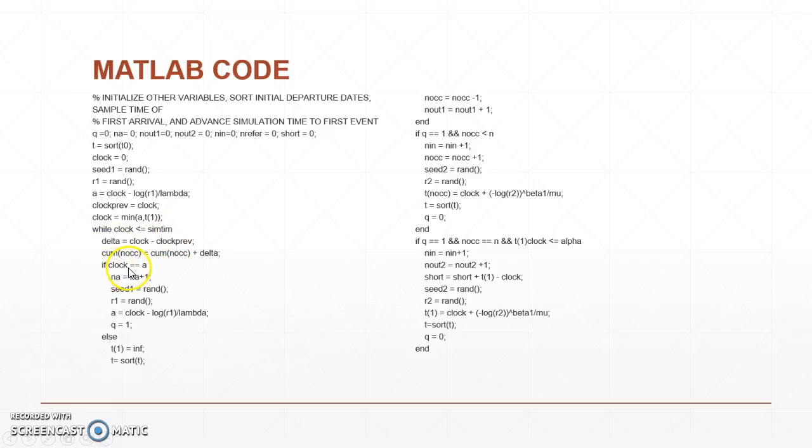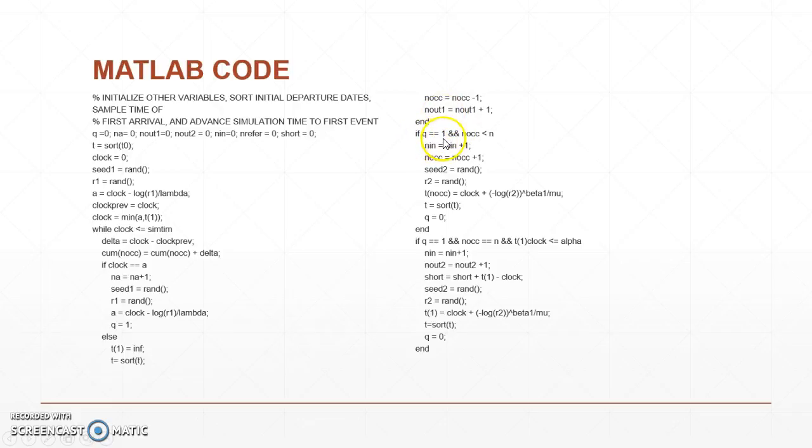So if the clock is equal to the alpha, then we set NA equal to NA plus 1. We set the random variable for seed1 for R1, and we now assign that Q is equal to 1. Q being equal to 1 means that there's a patient awaiting admission. Else, we say that there's not. We can take a patient out of the number of occupancy, so we can reduce that number, and then add to the number of out, again the normal departures.